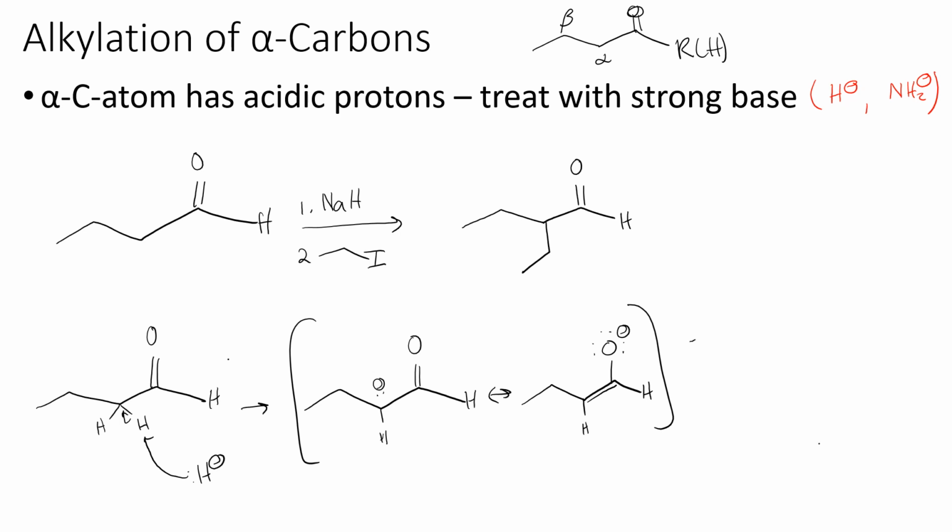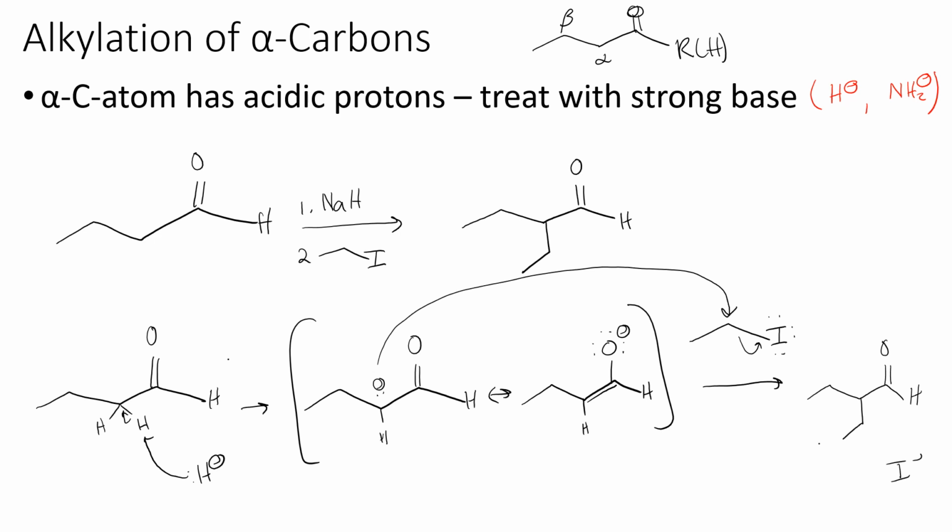The anion that we have generated can then react with the alkyl halide that we put into solution by once again attacking the electrophilic portion of the alkyl halide, driving off the halogen. So in this example, it now leads us to the alkylated aldehyde, as well as having the I- in solution as well.